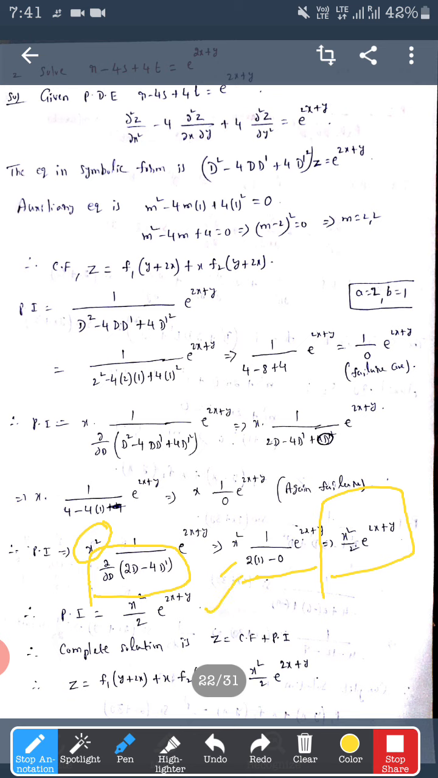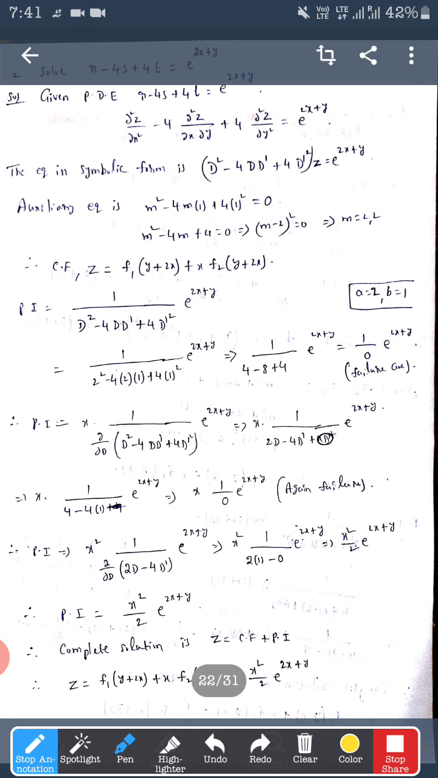So this is our particular integral. PI is equal to x square by 2 into e power of 2x plus y. Therefore the complete solution is CF plus PI. Therefore the complete solution Z is equal to f1 of y plus 2x plus x into f2 of y plus 2x plus x square by 2 e power of 2x plus y.